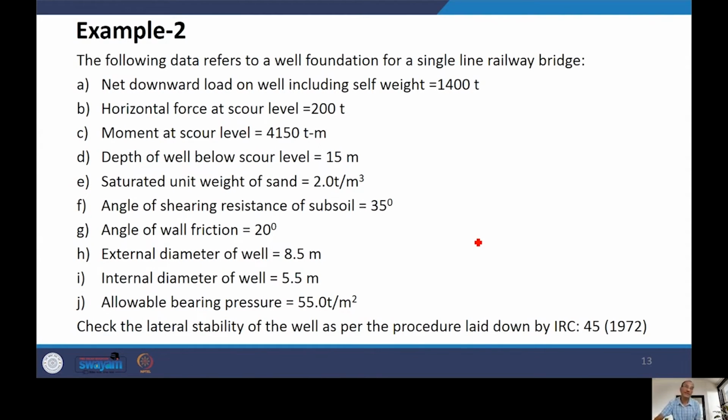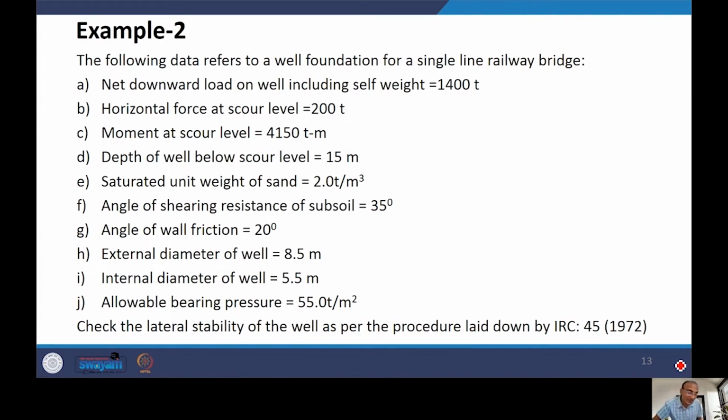In this example, the following data are given to you for a single line railway bridge. First is the net downward load on well including self weight, which is given as 1400 ton. Horizontal force at scour level is also given as 200 ton. Moment at scour level is 4150 ton meter, and depth of well below scour level is 15 meter. Saturated unit weight of sand is 2 ton per meter cube. Angle of shearing resistance of soil is 35 degree, while angle of wall friction is 20 degree. External diameter of well is 8.5, while internal diameter is 5.5. And allowable bearing pressure is 55 ton per meter square. This is also given.